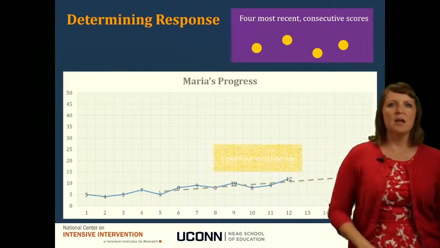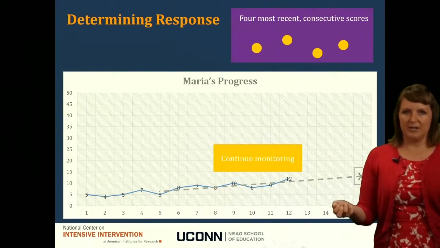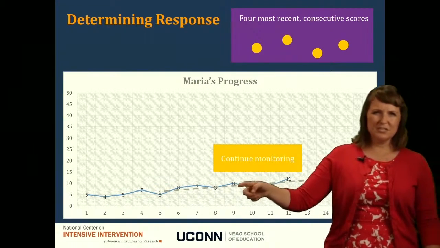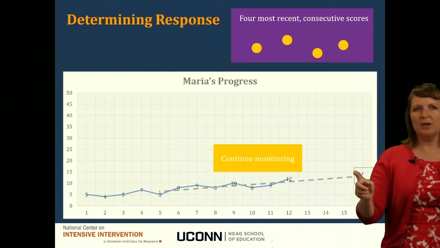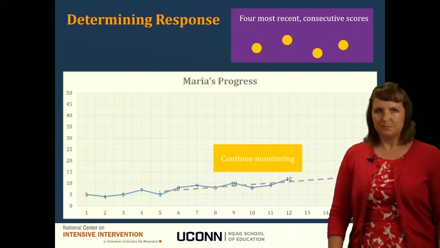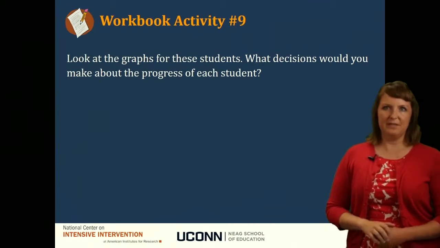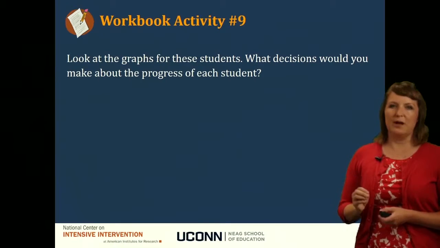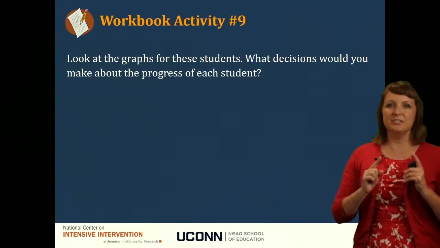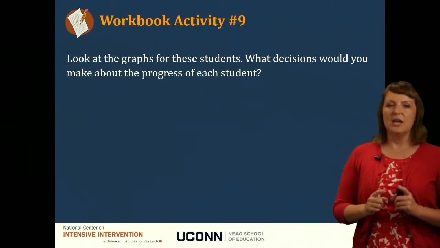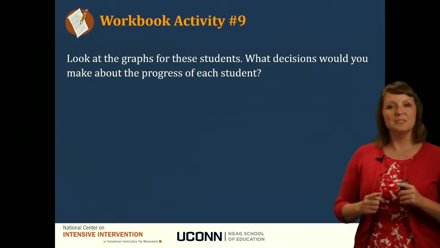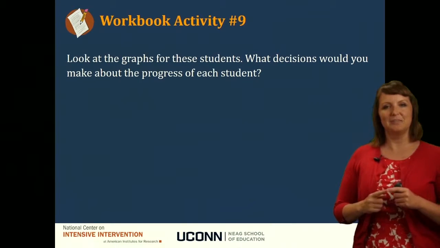They're pretty close. I'm just going to continue monitoring Maria because it looks like she's on track to meet this goal, but we're not quite sure. So I would like you to now look at your workbook and do activity number 9. You're going to look at the graphs for some students, and I want you to make decisions based on those graphs. And here you're going to use the 4 most recent consecutive scores.